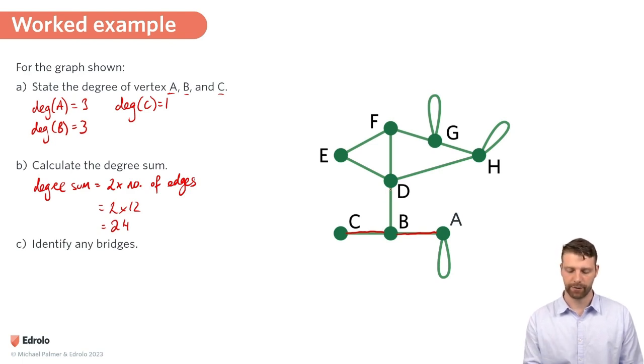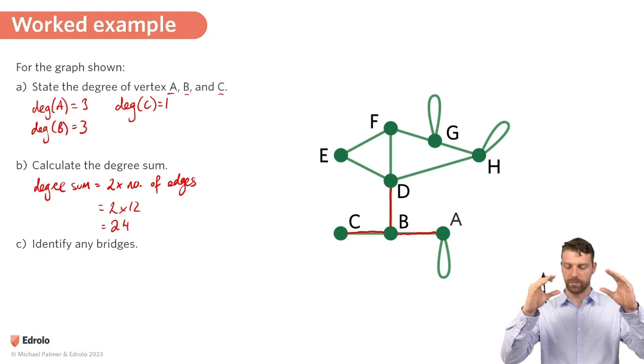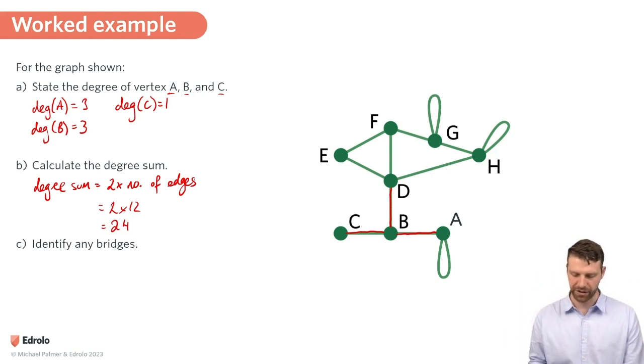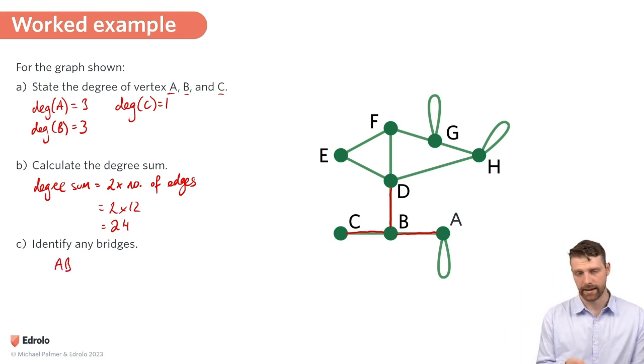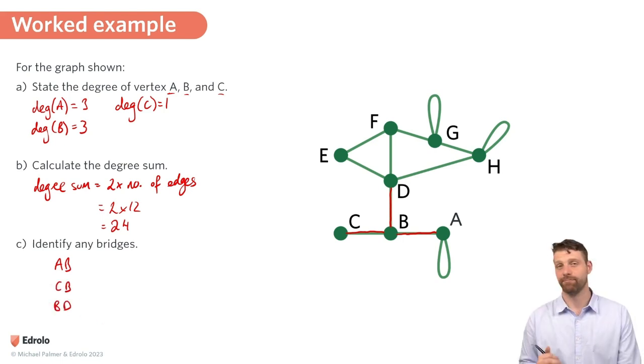And finally, I can see from B to D is a bridge, because if I cut that off, then I'll separate C, B, and A from that top sort of kite part of the diagram. So the bridges are AB or BA, whatever you want to call it, CB and BD. Okay, that's the question done.